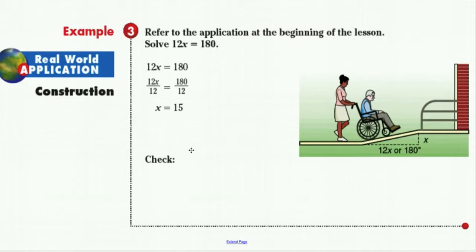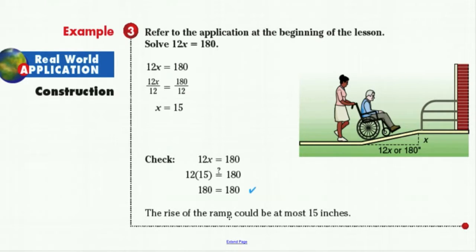Okay, and checking our answer, 12x equals 180, simply substitute the value of x, which is 15, see if they are equal, and true enough, it is. So the rise of the ramp could be at most 15 inches. So that is the rise of the ramp, which is at most 15 inches. Okay, that is example number 3, and let's take a look at the last example.